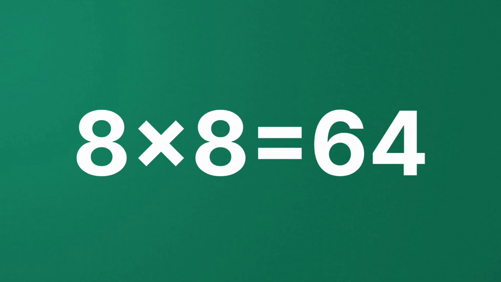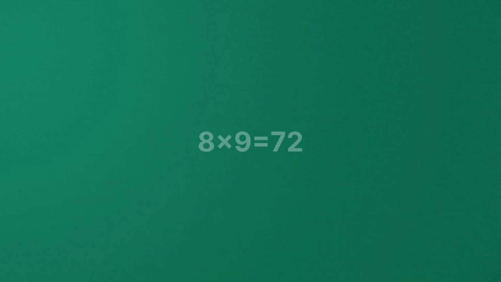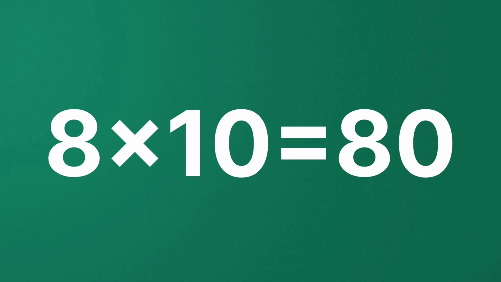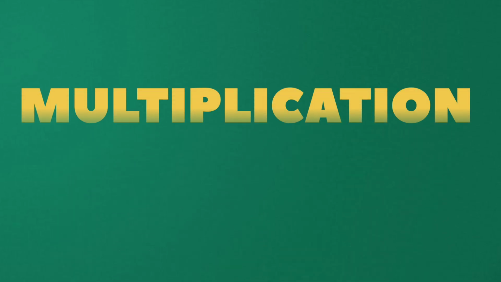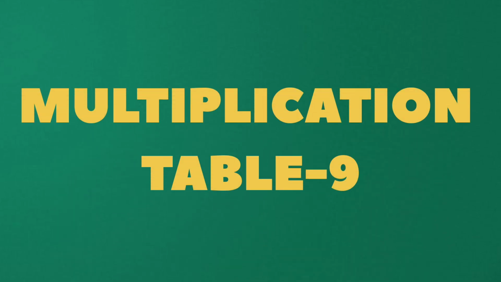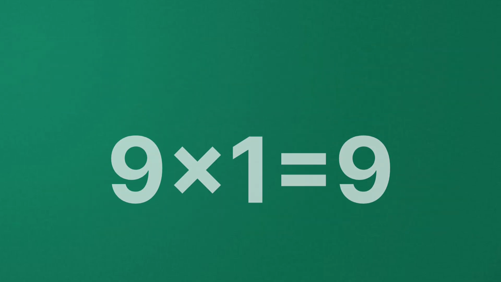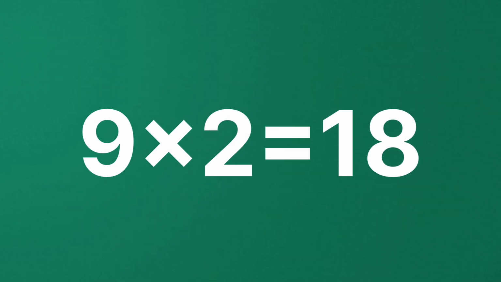8 eights are 64. 8 nines are 72. 8 tens are 80. Multiplication table of 9. 9 ones are 9. 9 twos are 18.